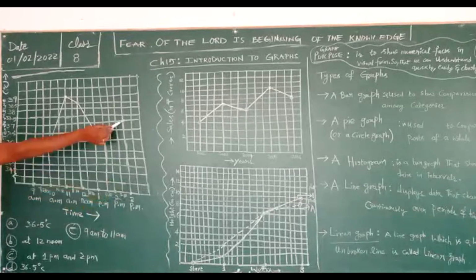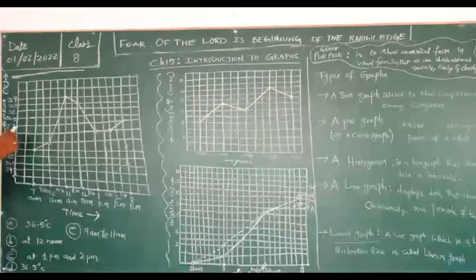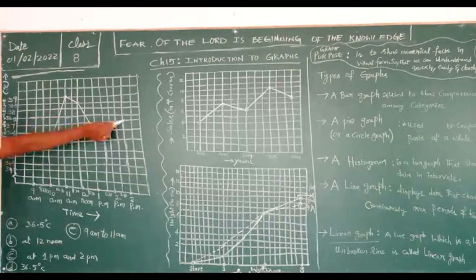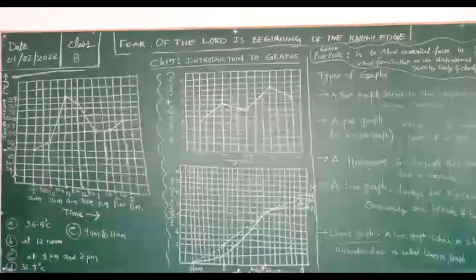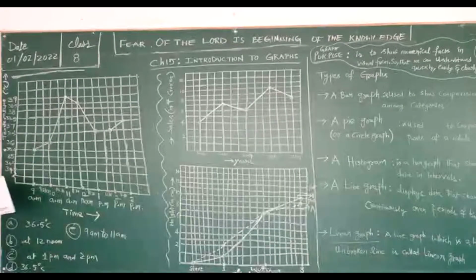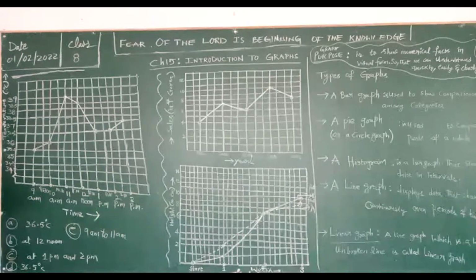At 3 p.m., the patient's temperature is again raised. It is 37 degrees Celsius. You just need to observe these points where the points are kept. Okay, so after that, the first question in option A, once again I'll read and I'll explain. Listen to this clearly. What was the patient's temperature at 1 p.m.?